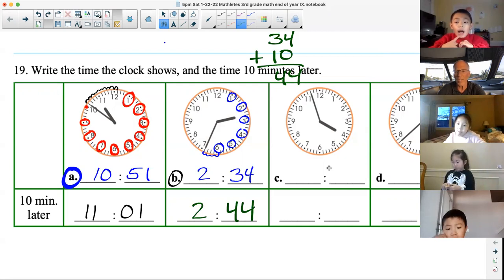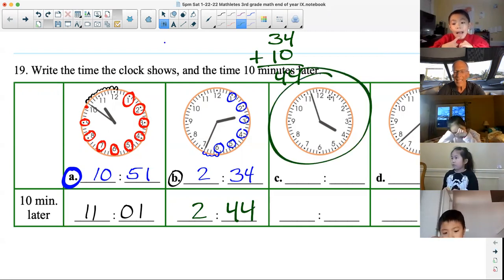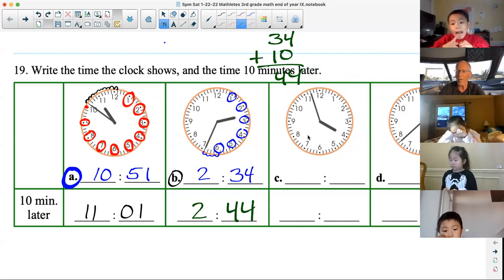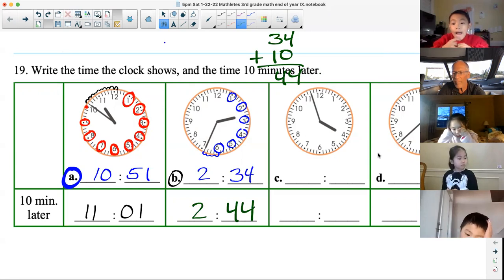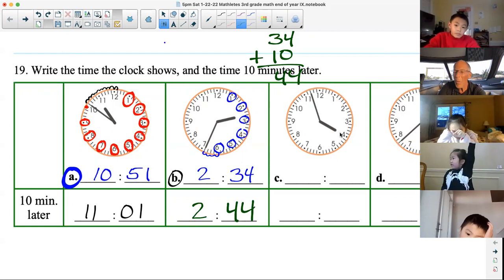So guys, Jason told us that 10 minutes after 2:34 is 2:44. Who wants to tell us the time of that clock? And raise your hand, please, if you've got it. Remember, it's not quite yet 4. Eleanor.